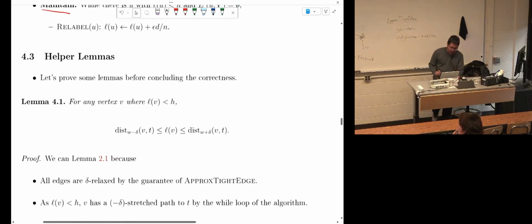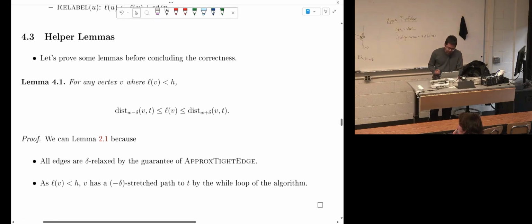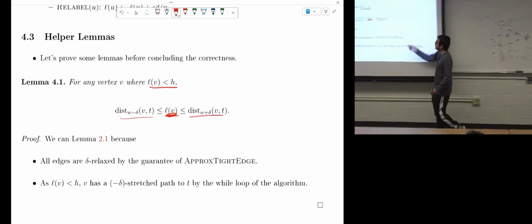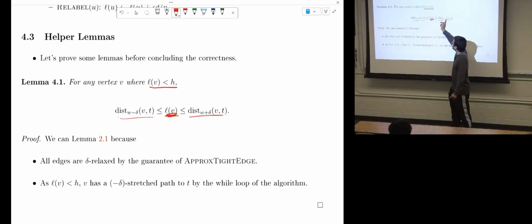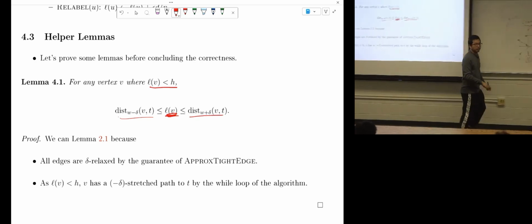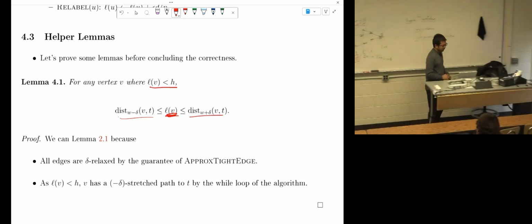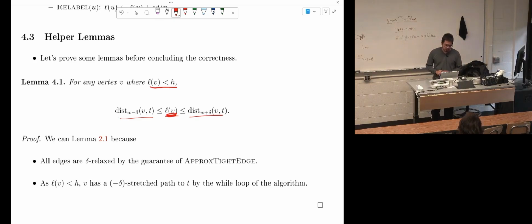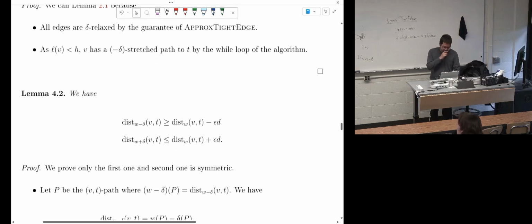And you can see that for every node whose level is less than h, the level here is close. It's basically the shortest path, the distance to t, but we have some additive slack here. Why is that? I will not go over it because it's the same proof, just change multiplicative slack to additive slack.